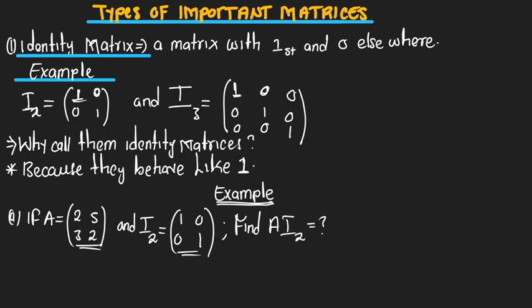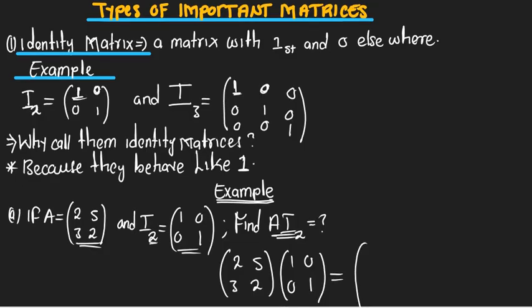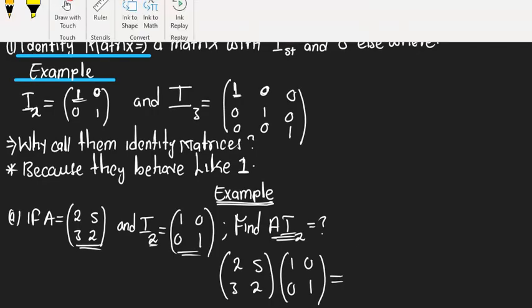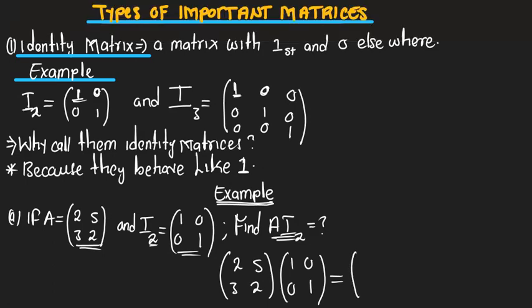So, this is an identity matrix, right? If we find A multiplying by the identity, we are going to get 2, 3, 5, 2.